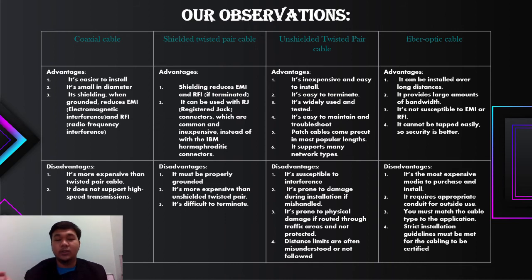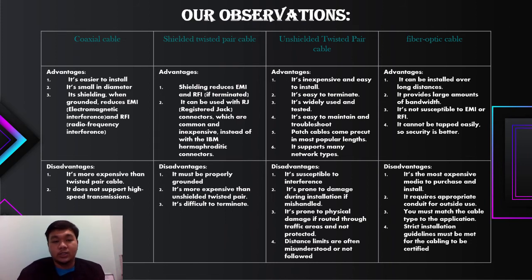The disadvantages of coaxial cable are that it is more expensive than twisted pair cable, and it does not support high-speed transmission, which means that it is slow. So I think it's not quite favorable to use it in this era where we need high-speed connection, especially for our class. Secondly and finally, for my part, is the shielded twisted pair cable.